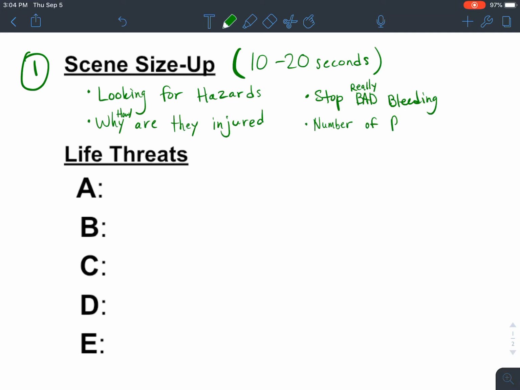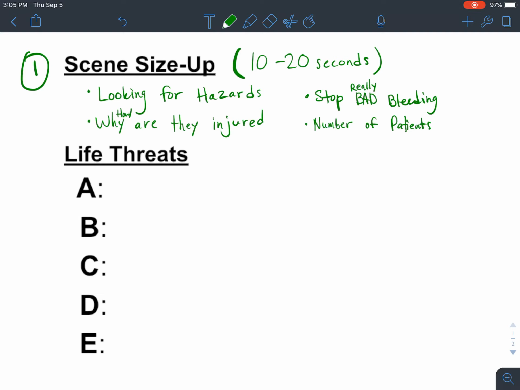So we need to know the number of patients. Again, this is 10 to 20 seconds. So what that looks like is you walk up, you look around, you take a look. Are there any other things that are going to hurt me or anyone else? You look at the person. Why are they injured? Maybe their leg's the wrong way. So you get a general idea.